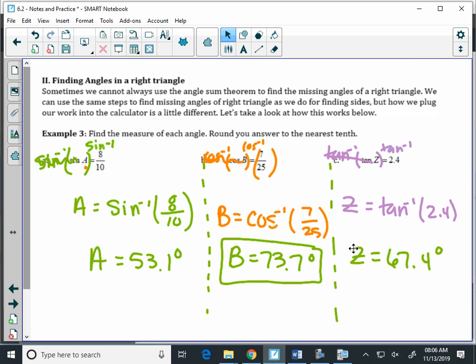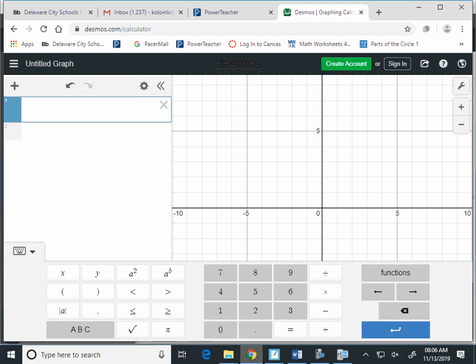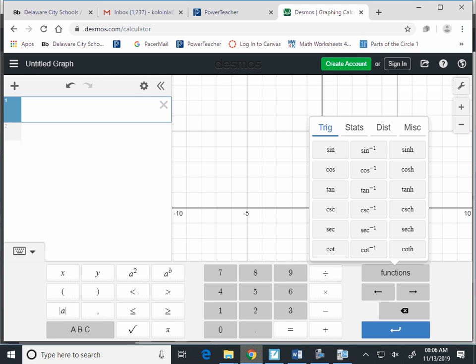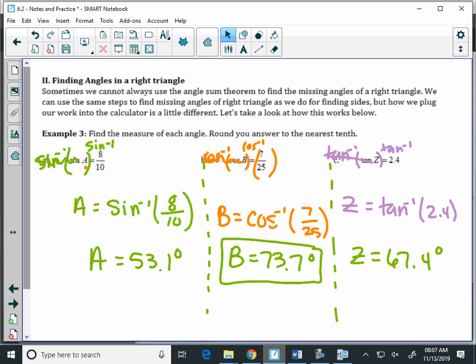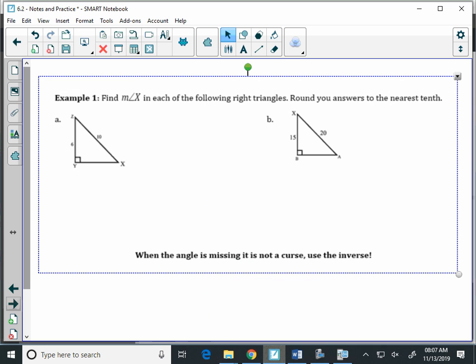Again, in Desmos, you would just go to functions, hit the tangent that has the -1, and type in the decimal, 2.4. Gives us an answer. Questions over that? So we can use this and setting up the trig problems just like we did with the sides to help us find the measure of missing angles.